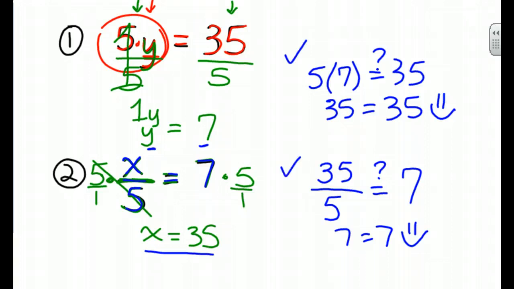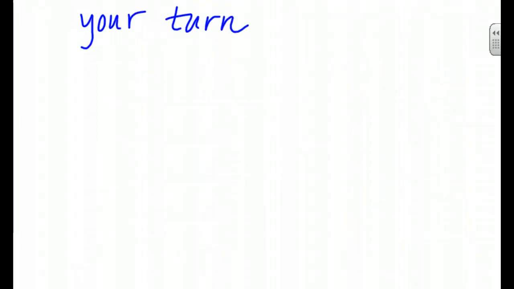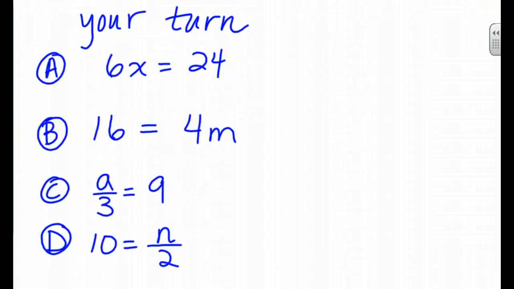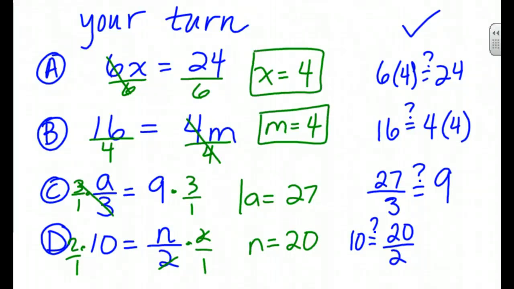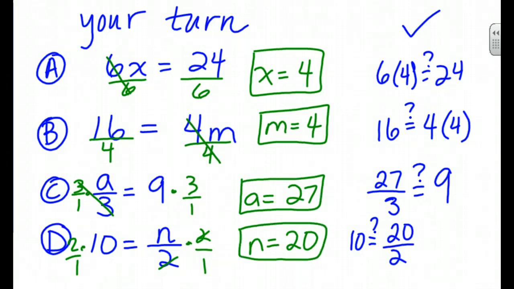So now I'm going to do a your turn. So go ahead and pause here. See if you can try these. Okay, so these should have been the answers you got. X equals 4 for A, M equals 4 for B, A equals 27 for C, and N equals 20 for D. Notice over here I've put all of our checks just in case you didn't know where I got those numbers from. So now we're going to try some special cases just like in the last notes.